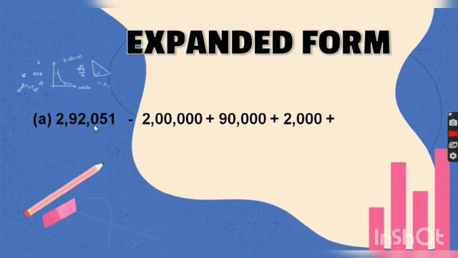After that, move on to the hundreds place. Any number there? Only 0 is there. Then what should you do? You leave that place. You move on to the tens place. What number is there? 5 is there. 5 tens, 50. Then the ones place, what number is there? 1 is there. The expanded form of this number understood, children?